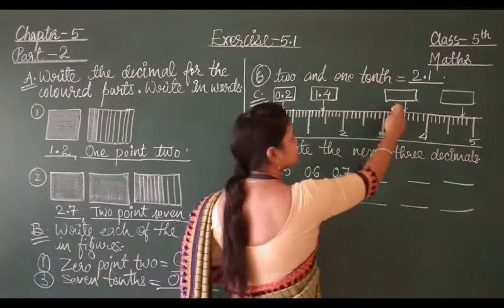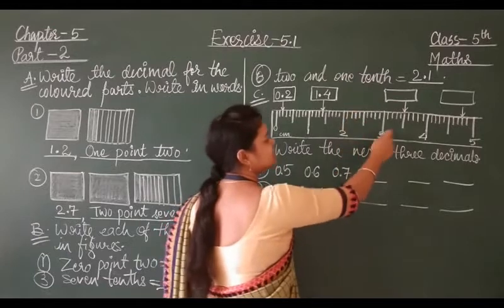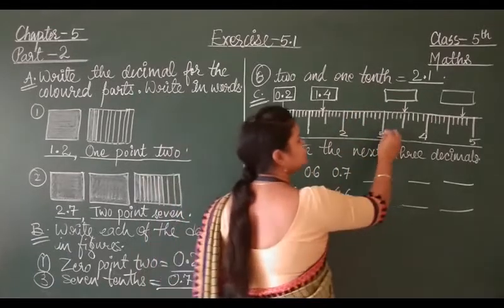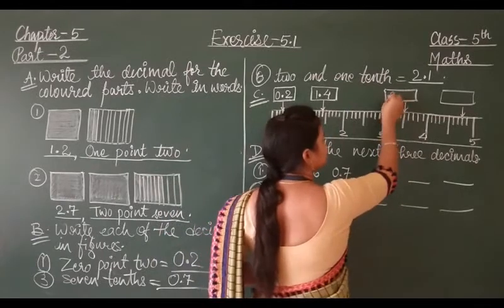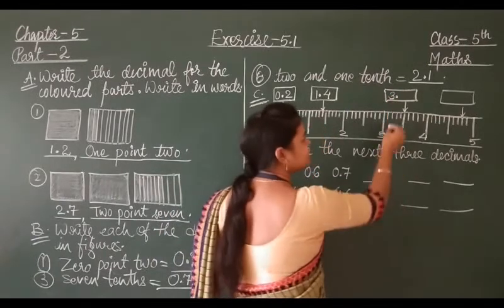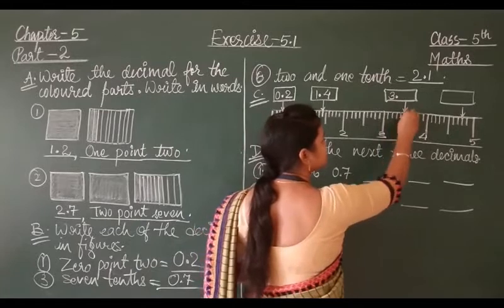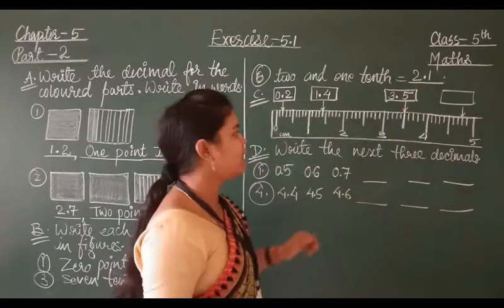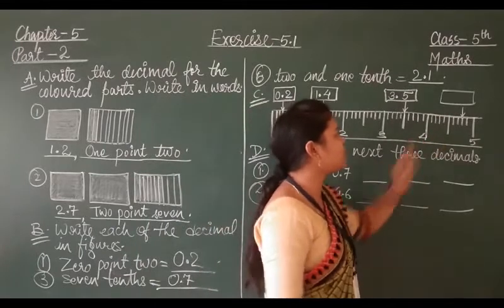Now this box is after 2. No box is there. After 3, one box is there and this answer is already given. So after 3 it is there. So 3 we will write first, point, then 1, 2, 3, 4, and this is the fifth line. So 3.5.